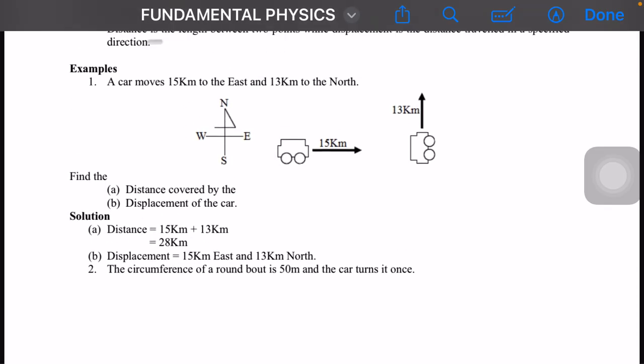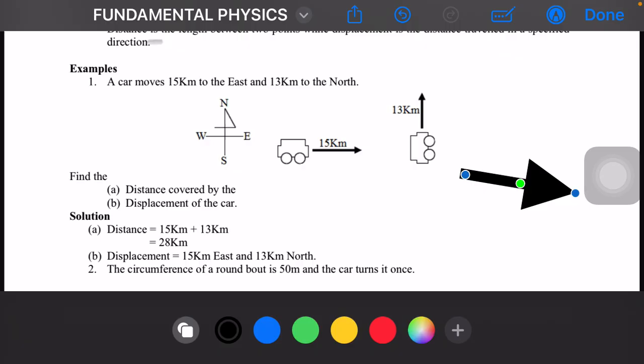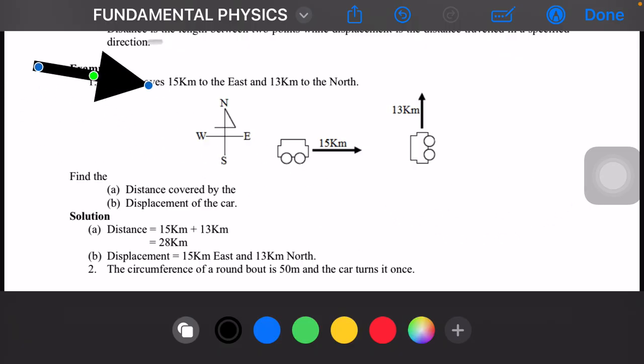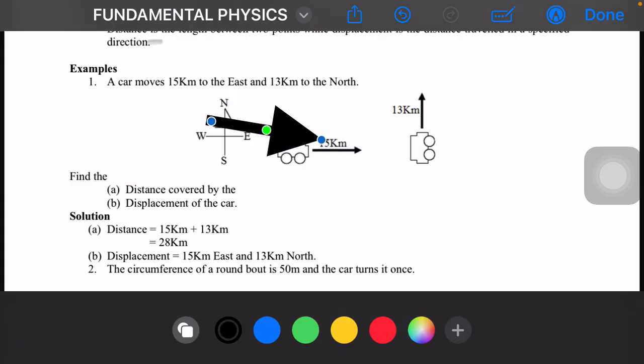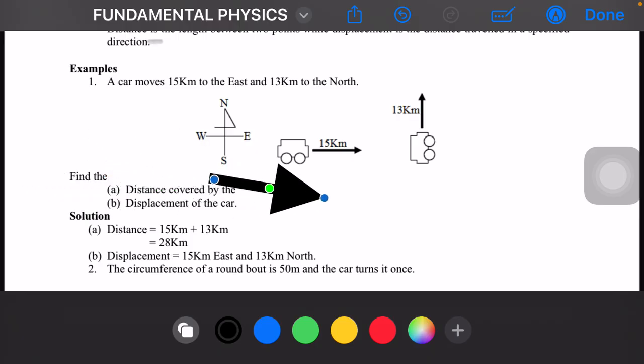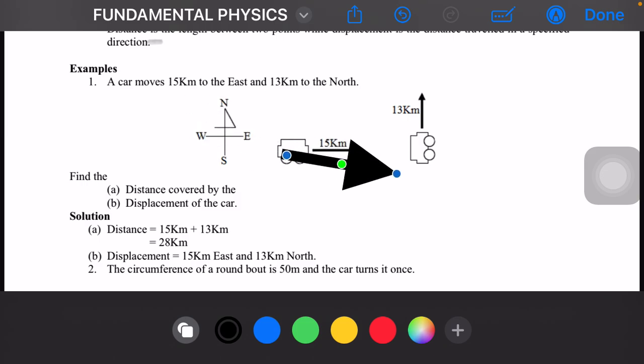So look at the example. A car moves 15 kilometers to the east and 13 kilometers to the north. It starts off 15 kilometers, then it moves to the north 13 kilometers. The question is asking us to find the distance covered by the car. We know that distance is just the total length between 2 points, it doesn't matter in which direction. So just add 15 plus 13, and we're going to have 28 kilometers.